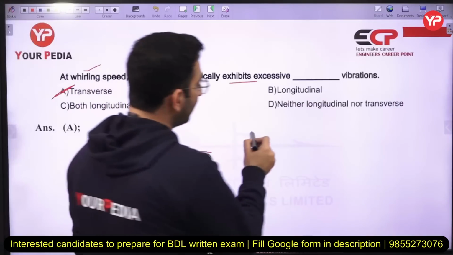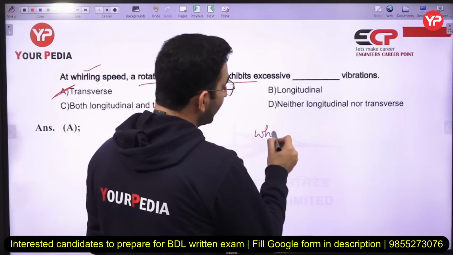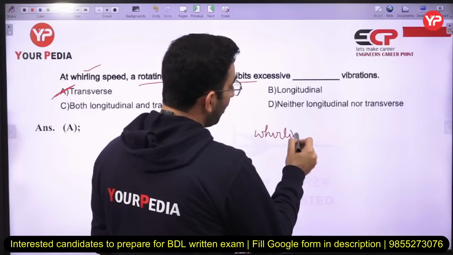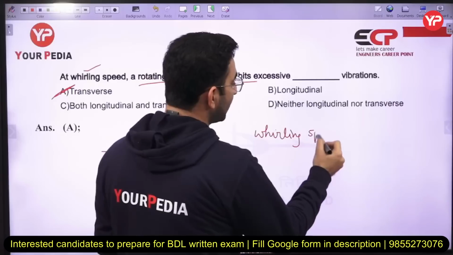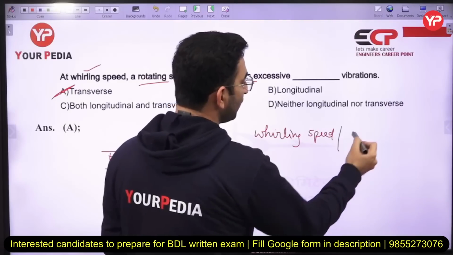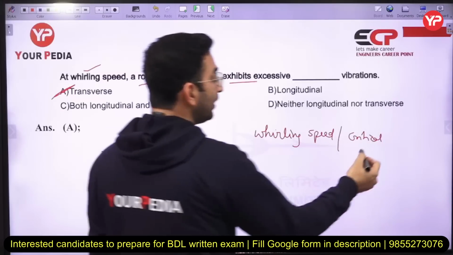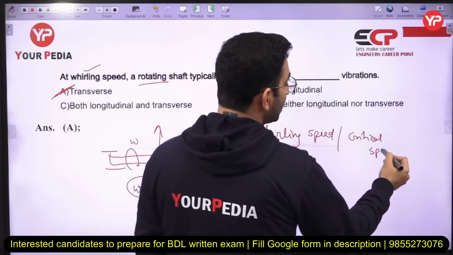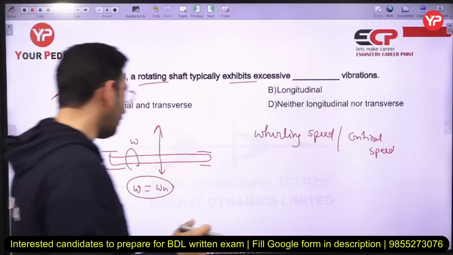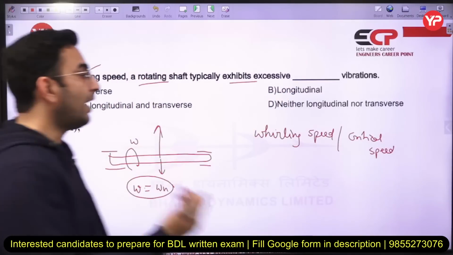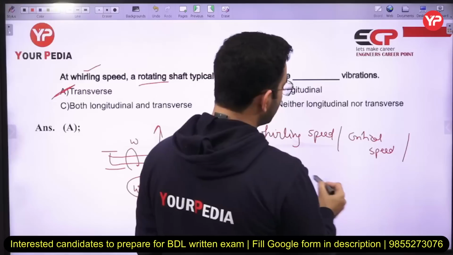And also one more thing, the whirling speed of the shaft is known as the critical speed of the shaft. So whenever a question asks you to calculate the value of the whirling speed or critical speed, you just have to calculate the value of the natural frequency. And this speed is also known as the whipping speed of a shaft here.